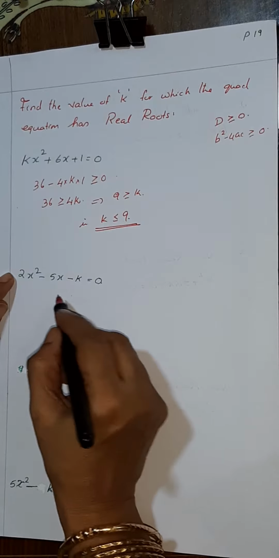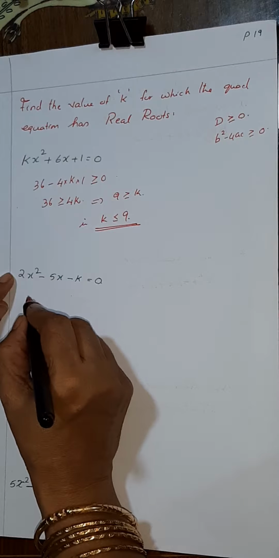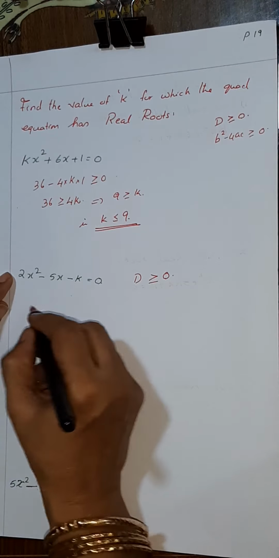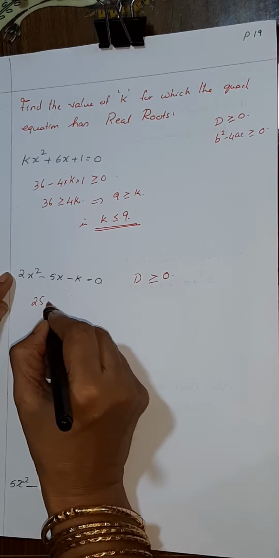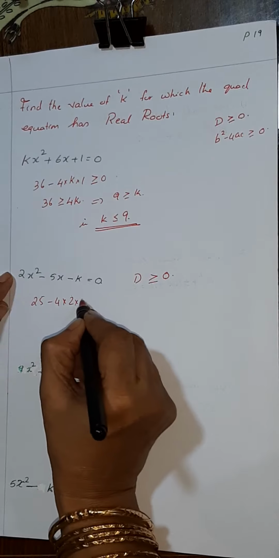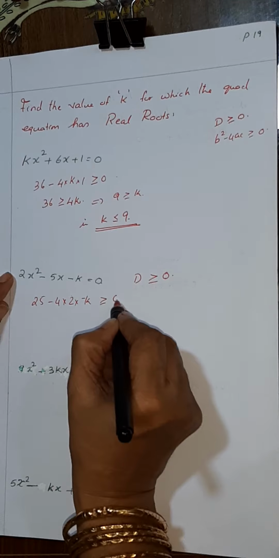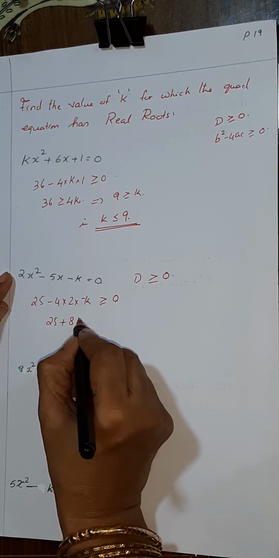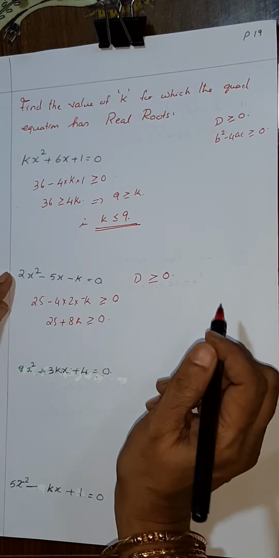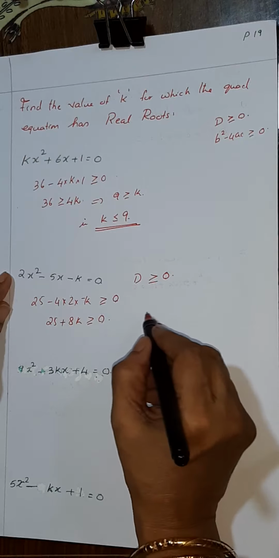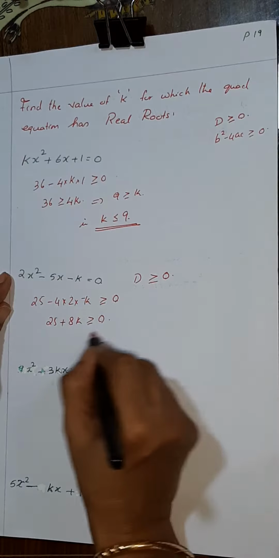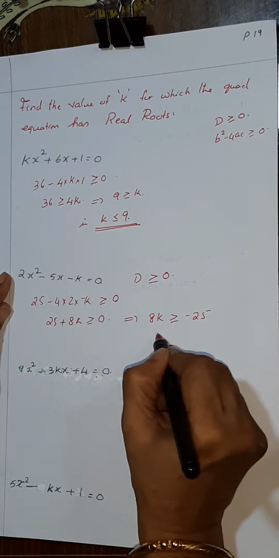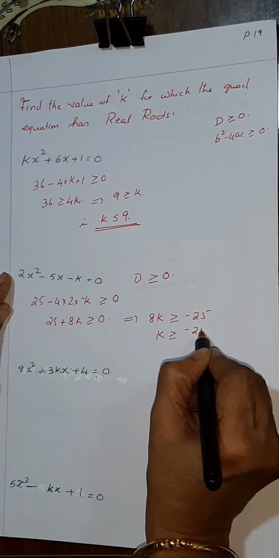Now here again d greater than or equal to 0. So b squared is 25 minus 4 into 2 into minus k is greater than or equal to 0. This is 25 plus 8k greater than or equal to 0. So 8k is greater than or equal to minus 25. k is greater than or equal to minus 25 by 8.